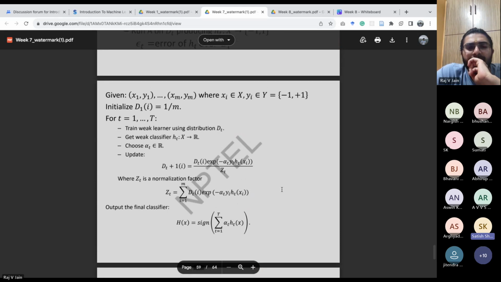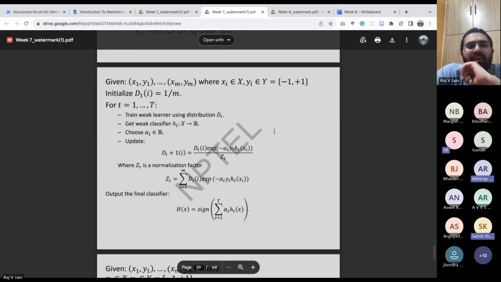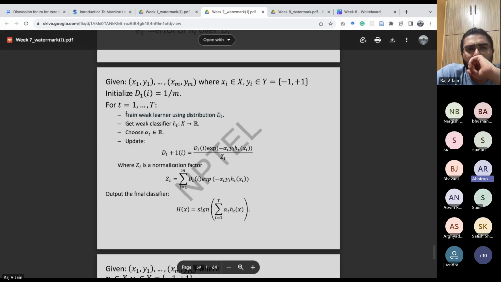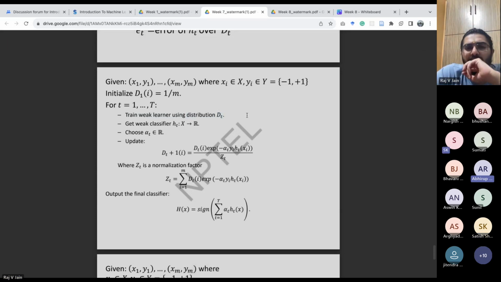I think someone can correct me if I'm going wrong. Who attended the class? See, Satish, you will take the full set each time, but the probability of choosing a point will vary each time. First time you will choose each point with equal probability. Second time for the boosting case you will not take. No, that's what I'm telling.